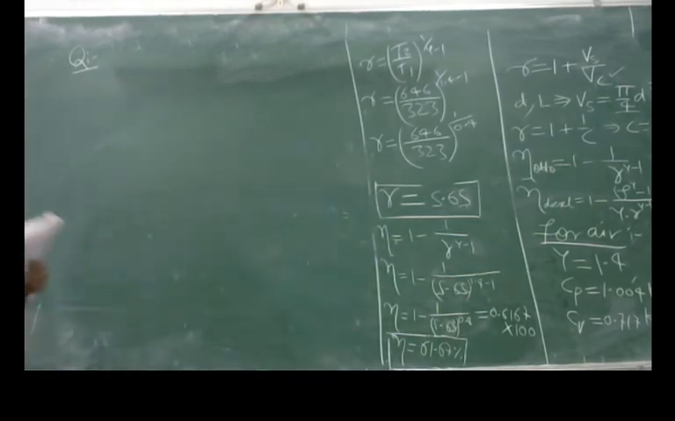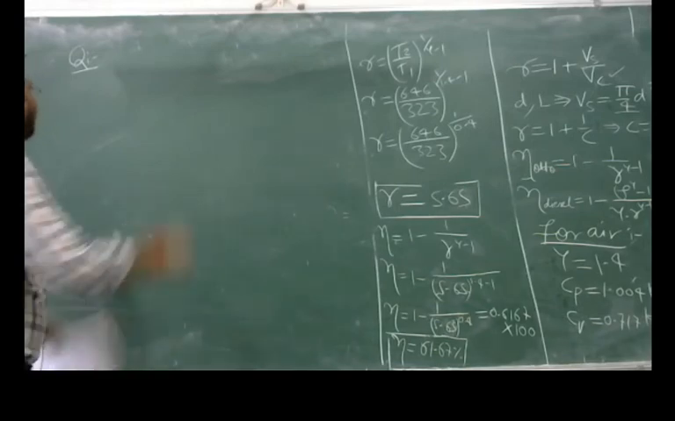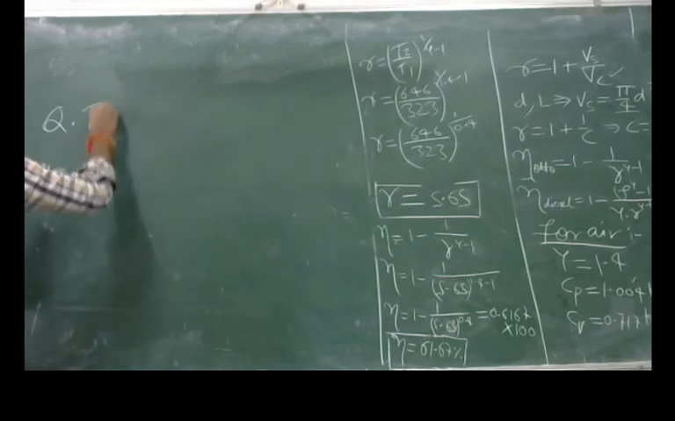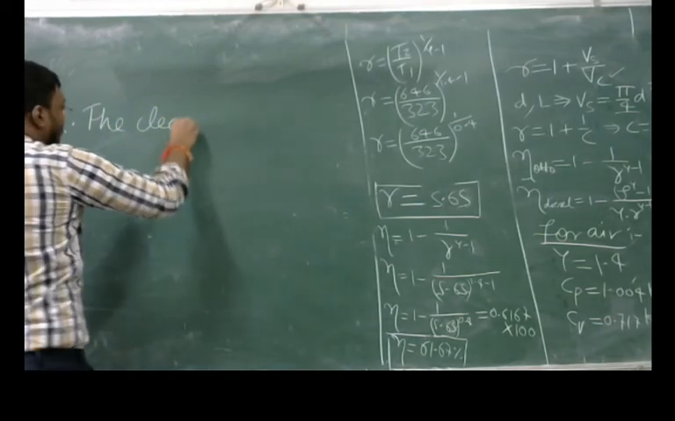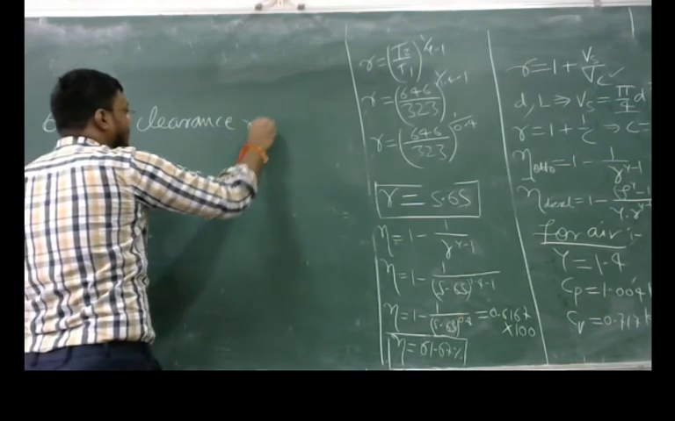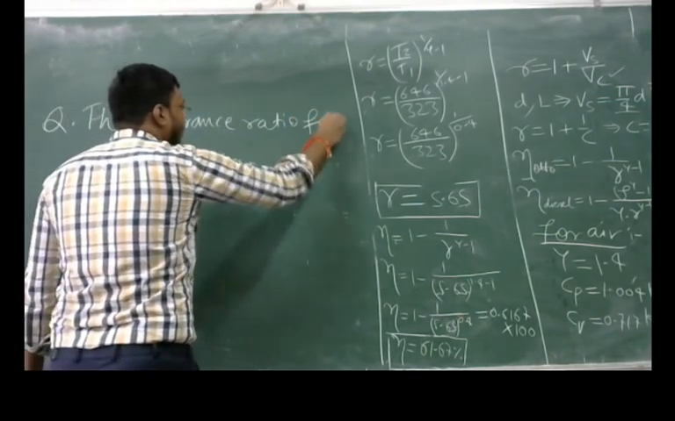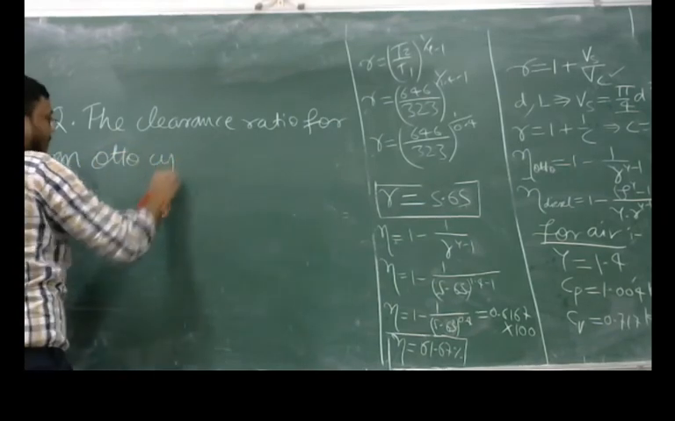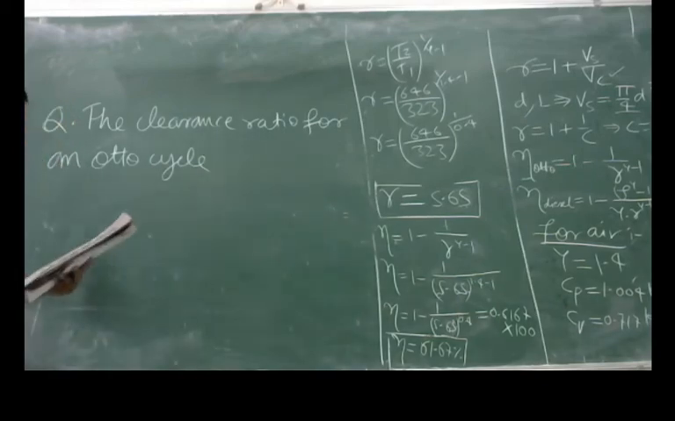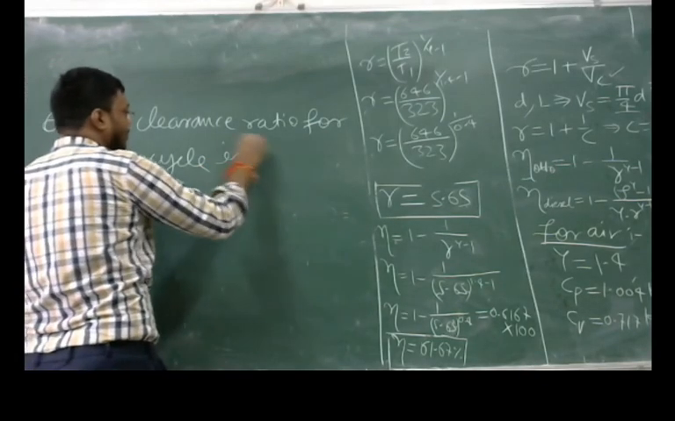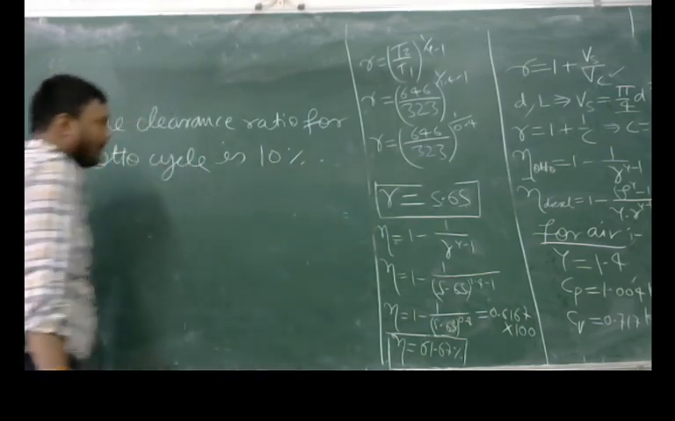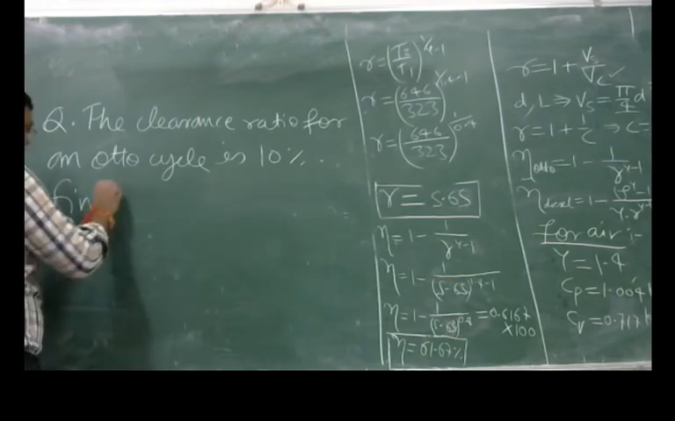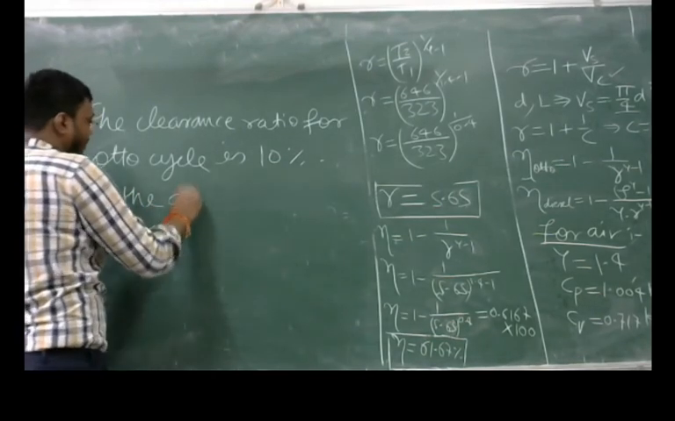The question is: the clearance ratio for an Otto cycle is 10%. Find the air standard efficiency.